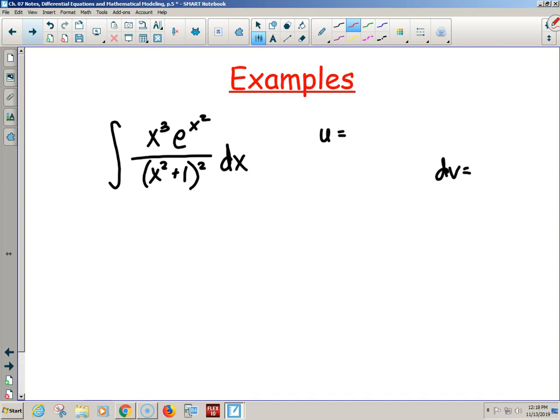According to LIATE, wouldn't we put the x cubed over x squared plus 1 all quantity squared in the u spot because it's algebraic, whereas the other guy is exponential? According to LIATE, that's what we would do. But can you imagine what that derivative would have been like? Quotient rule. And can you imagine how well our integration would have gone over here?